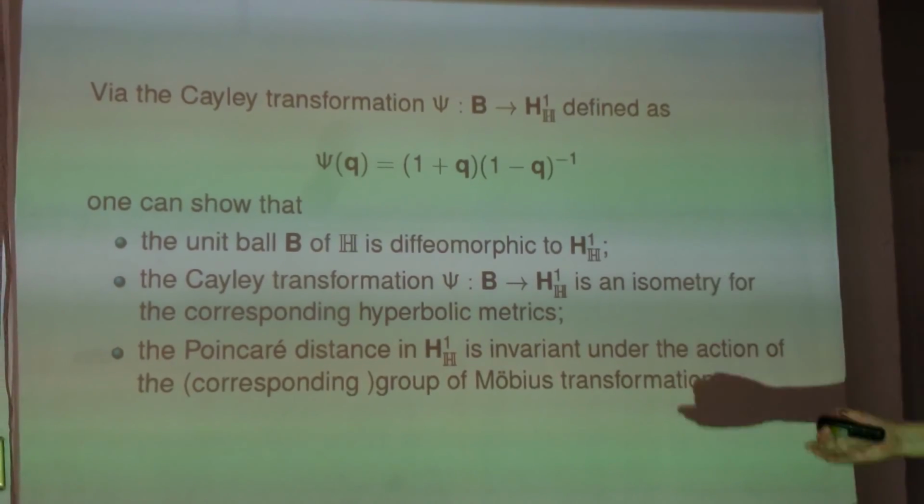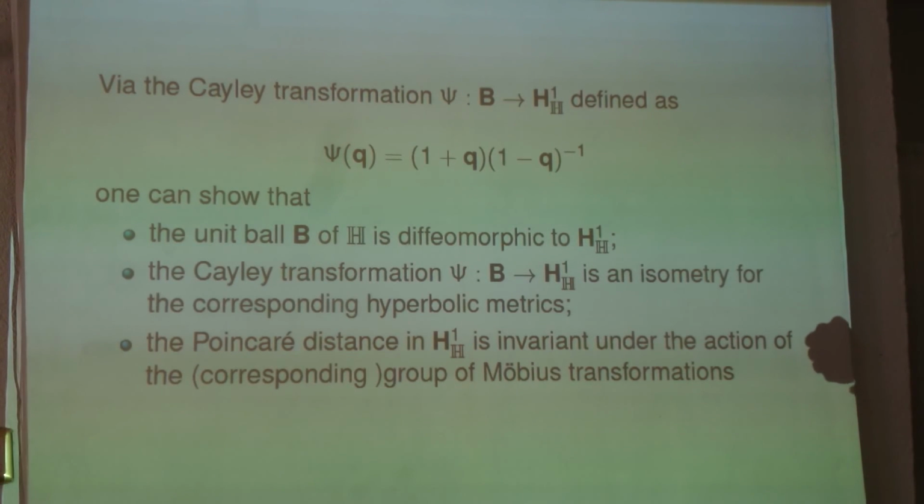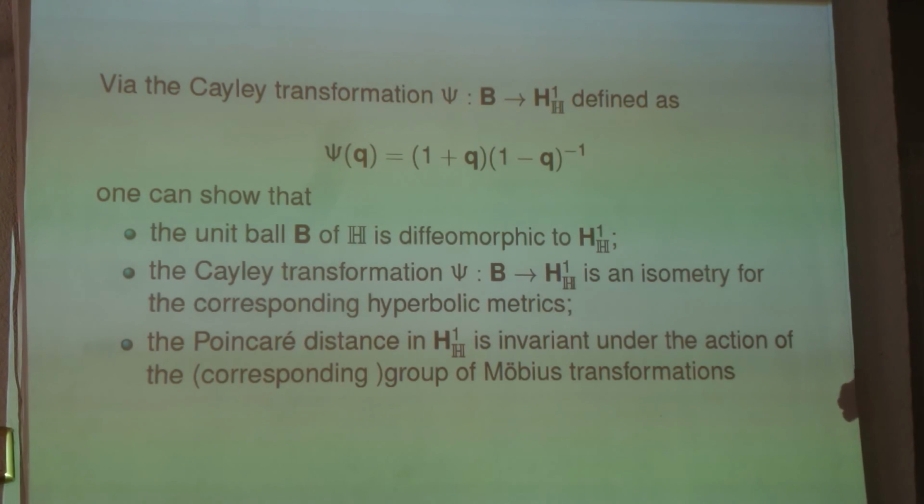One transformation preserves the Poincare metric on the upper half plane, the other the Poincare metric on the ball. So we're talking about isomorphic things. They are isomorphic in that they change one group into the other. We can go back and forth from one to the other.